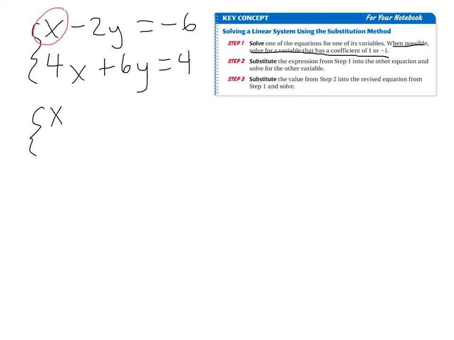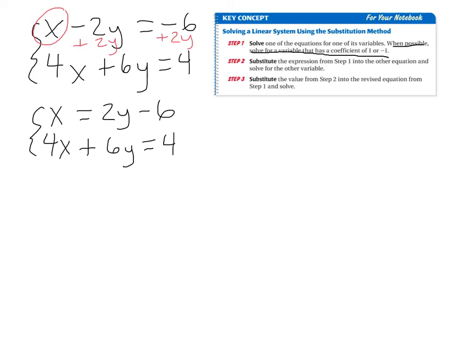If I leave that x by itself, by adding 2y to each one of these sides of the first equation, I can come up with a new improved form for the first equation. x is equal to 2y minus 6. The second equation remains unchanged. And this is the same exact system, except now the first equation is written a little more helpful. We're done with step 1.